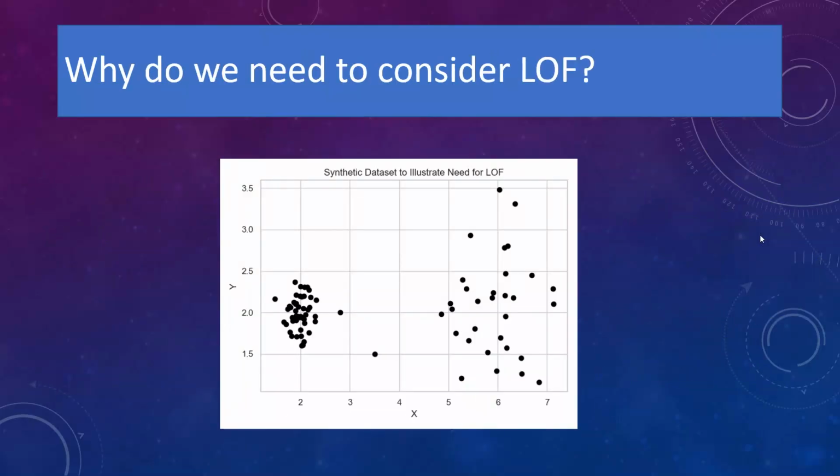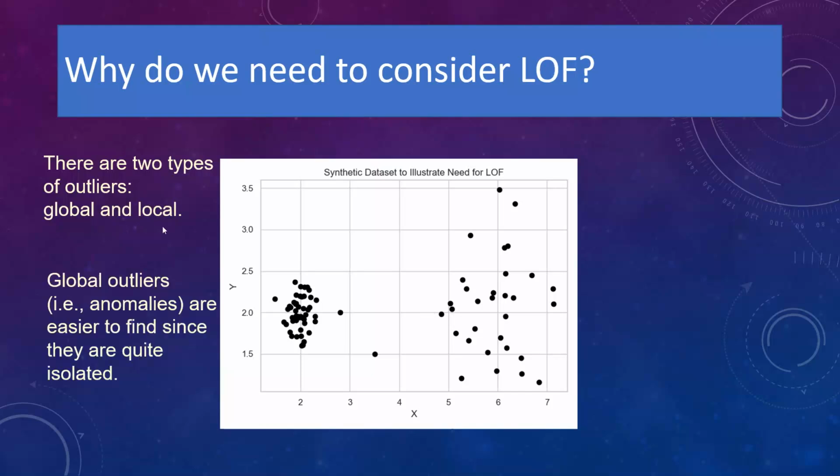Now, why do we need to consider LOF? There are a variety of different anomaly detectors out there. What's so special about LOF, and why do we even need it? Consider the case where we have 2 clusters. Here's 1, here's 2, and they have different densities. Then we can identify 2 types of outliers, global and local. Now, the global outliers, which we should refer to as anomalies, are easier to find because they're quite isolated.